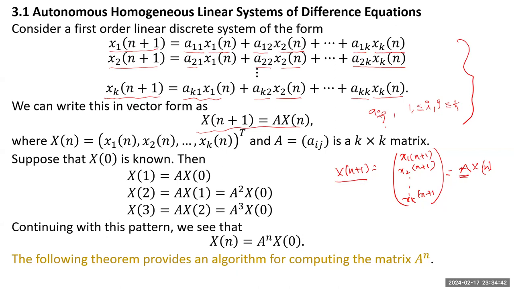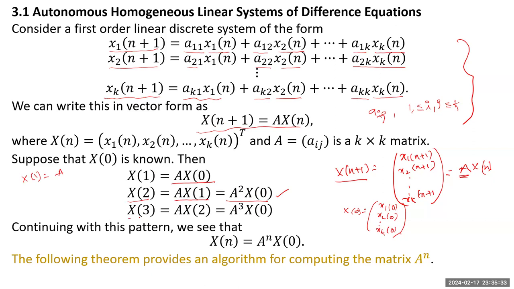Suppose in our dynamical system there is an initial condition, which we take as X of 0 equal to x1 of 0, x2 of 0, and so on, xk of 0. This is the initial condition of the system of first order linear difference equations. So now we will see what X of 1 is. Putting n equal to 0, we get X of 1 is A times X of 0. Then X of 2 is A times X of 1, but X of 1 is A times X of 0, that is A squared X of 0.